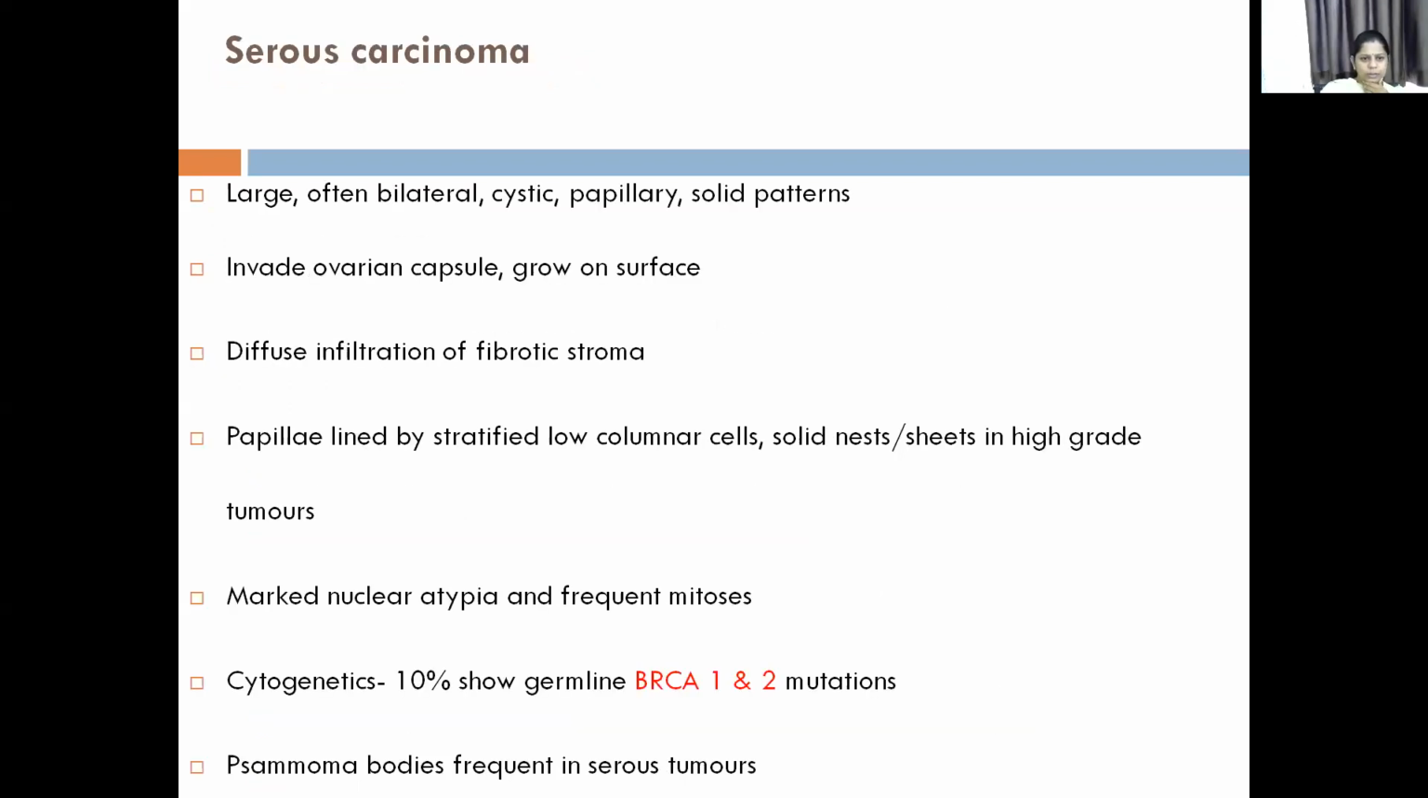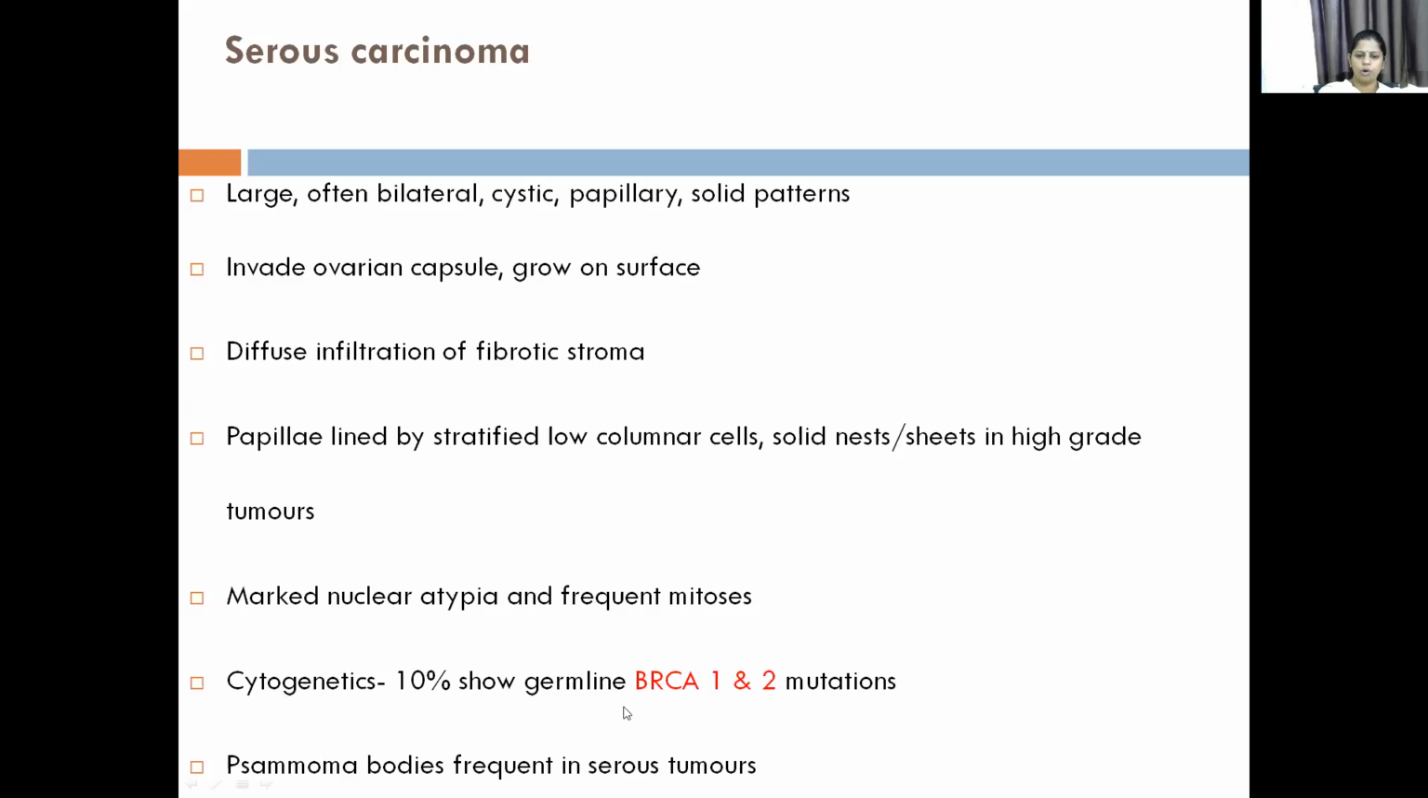Now coming to the serous carcinoma, large, often bilateral cystic, papillary, solid patterns are seen. They invade the ovarian capsule and grow on the surface. There is an associated diffuse infiltration of the fibrotic stroma. Papillae are lined by stratified low columnar cells, and solid nests or sheets are seen in high-grade tumors. Papillae are present with stratification and anaplasia, loss of polarity. All malignant cell features are seen in the cells lining the cyst or the tumor. There is marked nuclear atypia and increased mitosis.